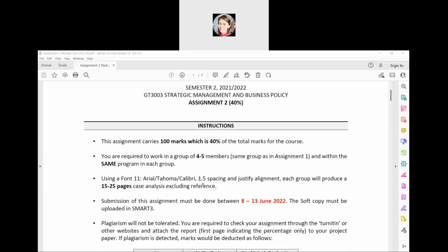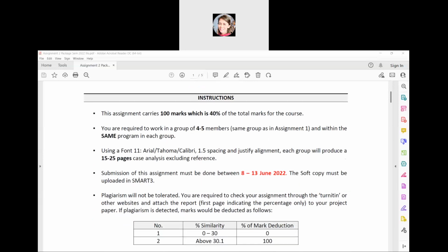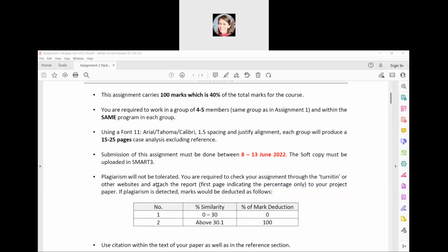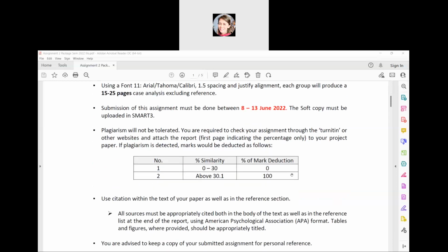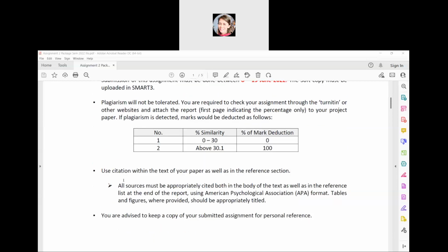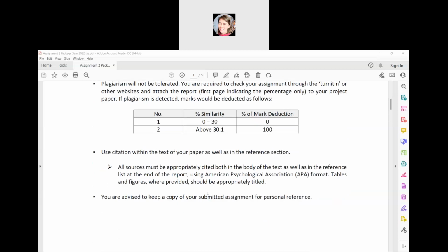The next ones are requirements that you already know. The submission of the assignment must be done between 8 to 13 June. The soft copy must be uploaded to Smart 3. Plagiarism is something that you already know, so I'm not going to go over this. Citation as well, APA format, things like that. You are advised to keep a copy of your submitted assignment for personal reference. Not only for personal reference, but also, sometimes Smart 3 can get really haywire. We or the faculty may require a copy when things like this happen.